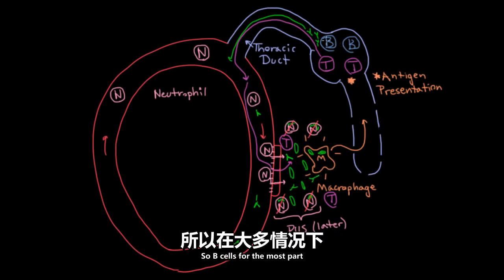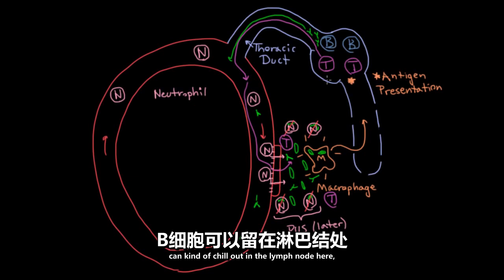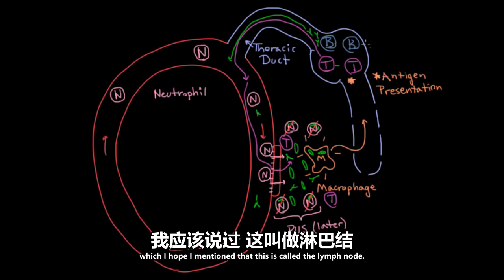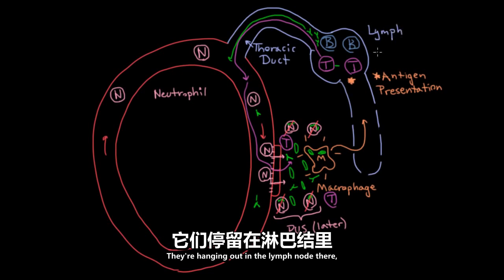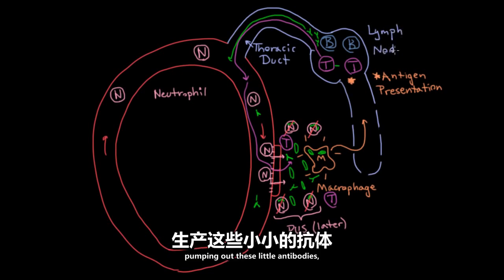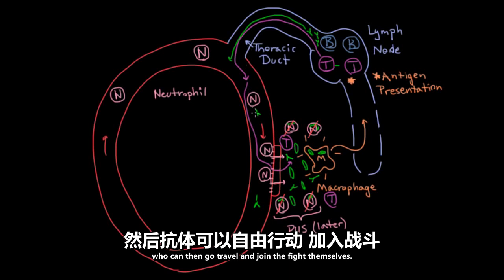So B cells, for the most part, can kind of chill out in the lymph node here, which I hope I mentioned is called the lymph node. If not, let me write that. They're hanging out in the lymph node there, pumping out these little antibodies, which can then go travel and join the fight themselves.